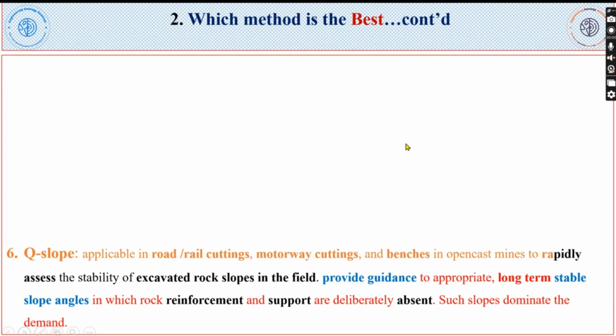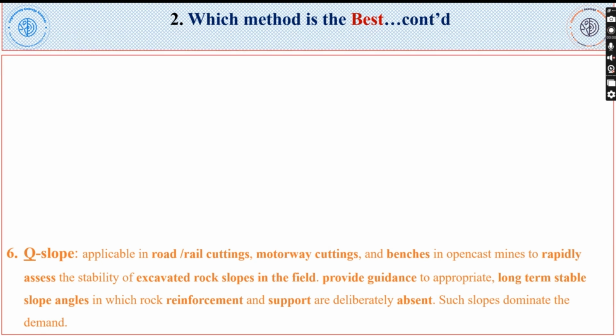The only system or technique that can be applied in road and rail cuttings, in motorway cuttings, in benches, and in open cast mines to rapidly assess the stability of excavated rock slopes in the field is known as the Q-slope method. What makes this method different from the others is that it provides guidance on appropriate long-term stable slope angles in which rock reinforcement and support are deliberately absent. This is the only technique that provides guidance on how to determine long-term stable slope angles. That makes this method different from the other methods described above.